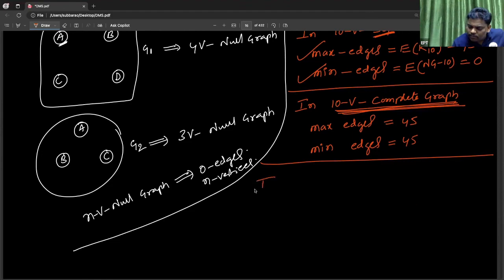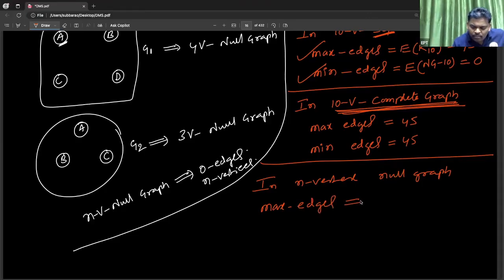In an n vertex null graph, maximum edges how many? It is a trap. It is already null. What is the maximum? What is the minimum? Yeah, 0. It is a trap. These are traps.